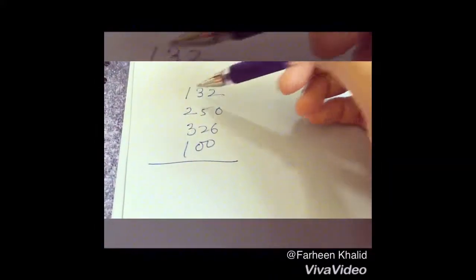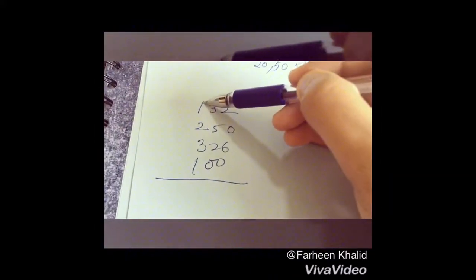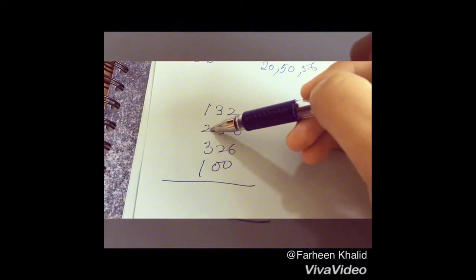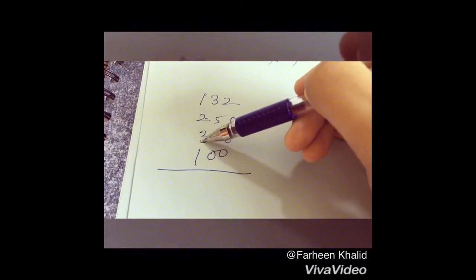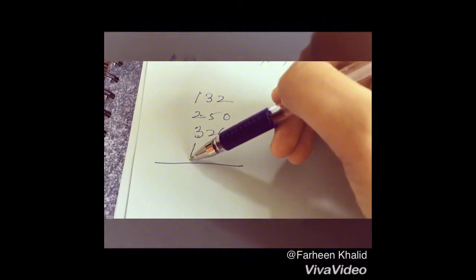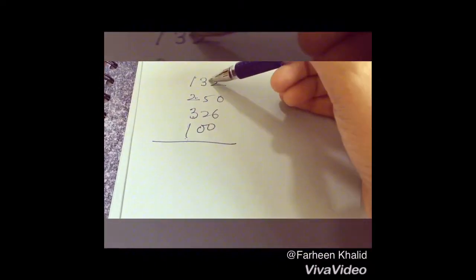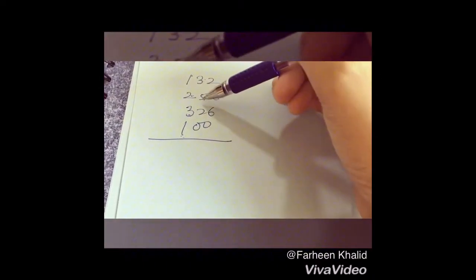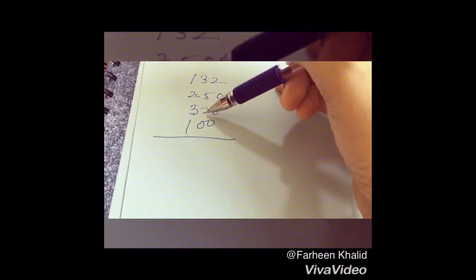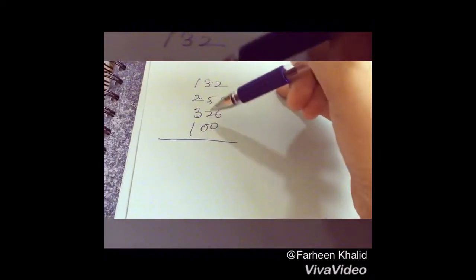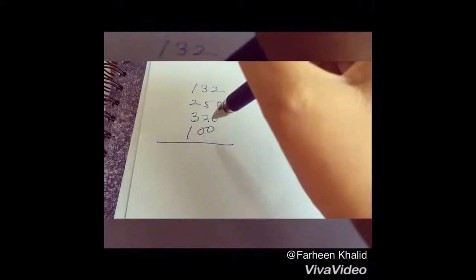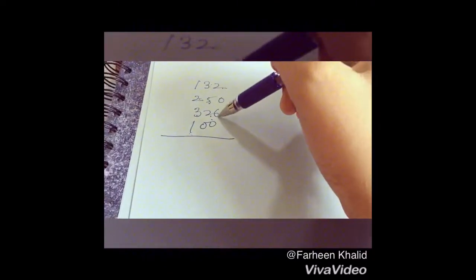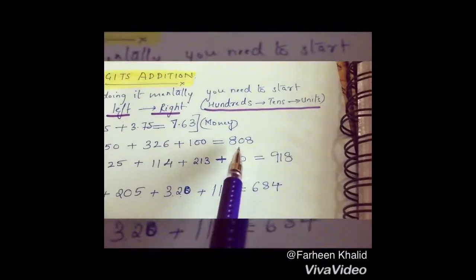Now let's do it. We start from left to right. First we do 100 plus 200, 300, 300 plus 300, 600, 600 plus 100, 700, 730, 780, and then we have a 20 here. So it is 800, and then 802, 808. So is the answer 808? Yes, it is.